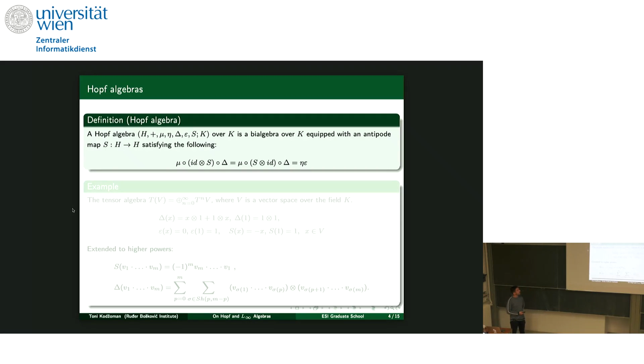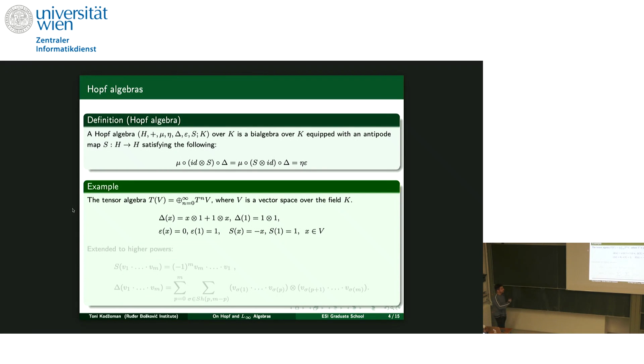What are they? A Hopf algebra is a bi-algebra over a field K, equipped with an antipode map and satisfying the following relation. A sort of prototypical example, at least in the language that we're currently trying to speak, is the tensor algebra T of V, where V is a vector space over some field K. We define the coproduct, the co-unit, and the antipode map over the basis of the vector space V, and then we extend it to higher vector spaces in such a manner.